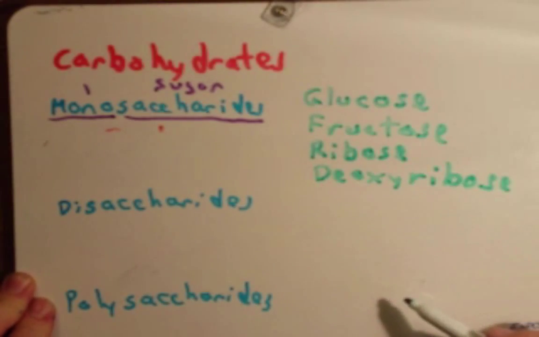Glucose and fructose are common sources of energy for a cell. Ribose and deoxyribose are often used as building blocks. Ribose for RNA, deoxyribose for DNA.